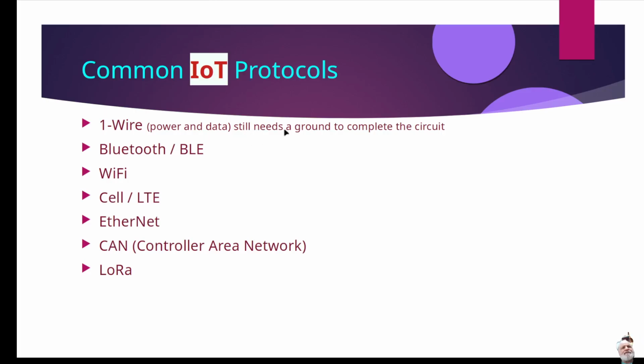It's very useful, and as a matter of fact, most PCs use this 1-Wire protocol to talk to the temperature sensors built into the motherboard of your PC. And then, of course, there's Bluetooth or Bluetooth Low Energy. Bluetooth Low Energy is used for sending just small amounts of data from sensors over to another device to receive them. And then, of course, there's Wi-Fi and cell and Ethernet. And then there's the CAN. CAN is a controller area network. This is very popular in automobiles and airplanes.